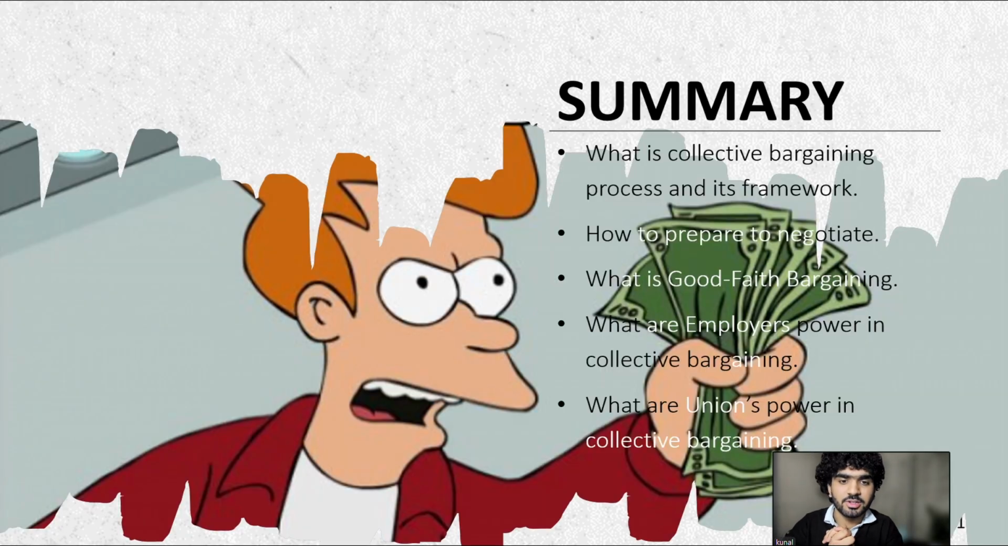So now this is a summary. What we have learned: we know what the collective bargaining process is and what the framework of it is. We know how to prepare to negotiate. We know what good faith bargaining is, and we also know what bad faith bargaining is. We know what the employer's powers are in collective bargaining, like they can close their business with a lockout, or they can continue running with the employees they have or work by themselves. And what are the union powers in collective bargaining? They can go on strike or they can picket.